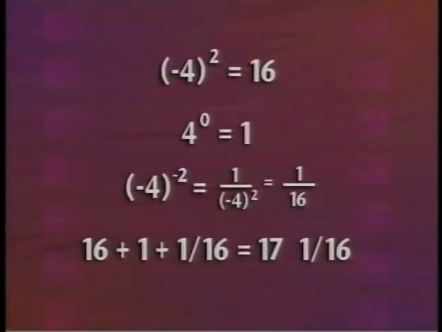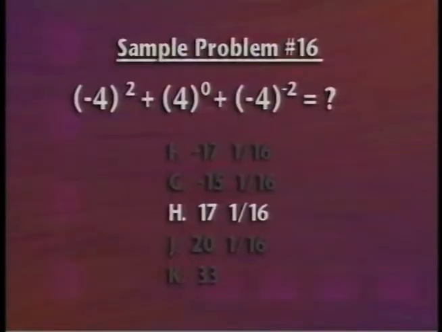We also need to remember that a number raised to a negative exponent is treated as its reciprocal raised to a positive exponent. In this case, minus 4 to the minus 2 equals 1 over minus 4 squared, which equals 1/16. Finally, minus 4 squared is just 16. Let's add 16 plus 1 plus 1/16 equals 17 and 1/16. Answer H.